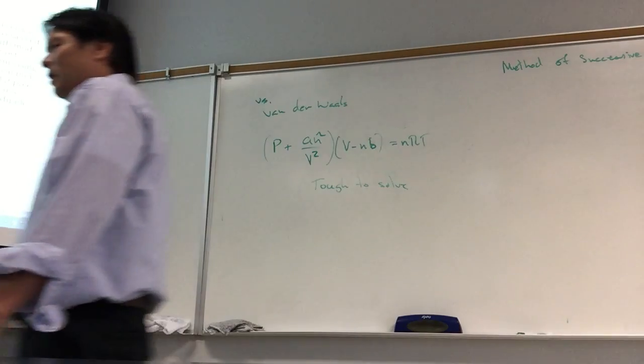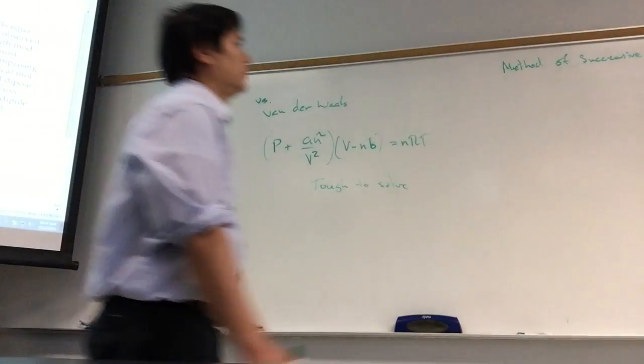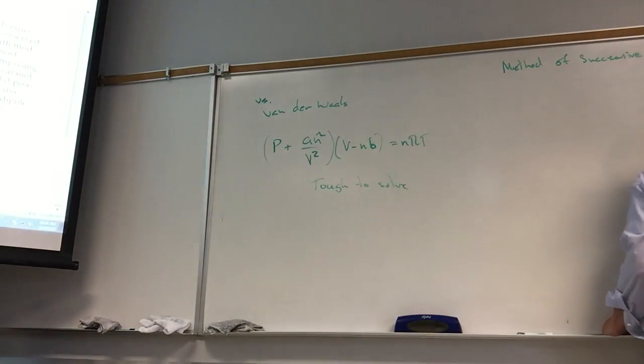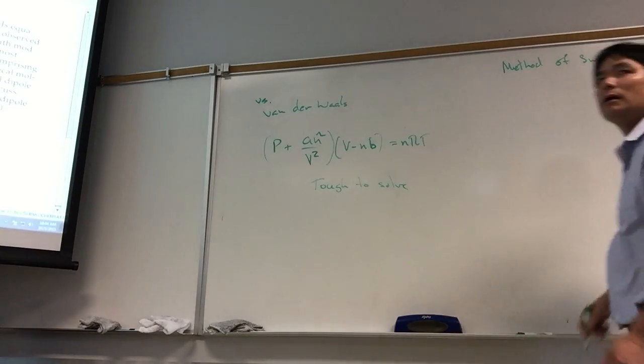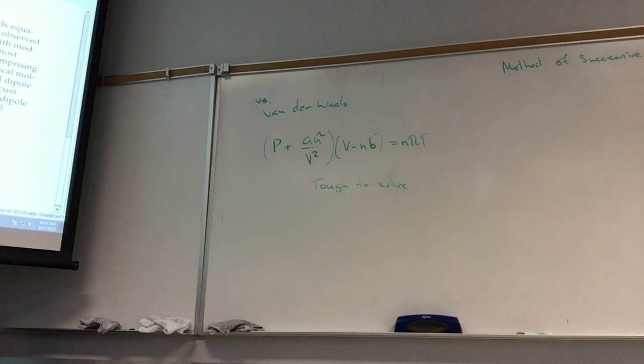Which is going to be in Appendix A of your book. It's just one page in Appendix A. And so what is the method of successive approximations?